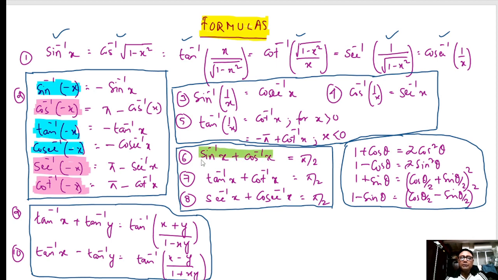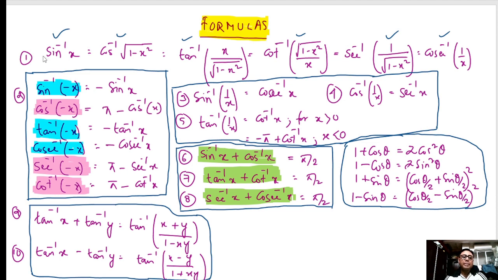These are very important formulas. Sine inverse x plus cos inverse x is pi by 2. Tan inverse x plus cot inverse x is pi by 2. Sec inverse x plus cosec inverse x is also pi by 2. Clear? These are very, very important formulas.